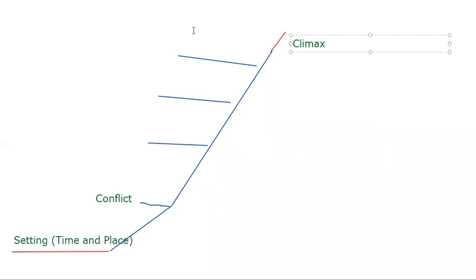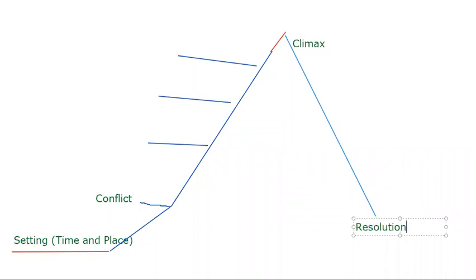Afterwards, what happens is a fallout from the conflict, and it goes down. This is called lowering action. Until finally the conflict is resolved in a certain way, where characters meet an end to their quarrels, and this is called a resolution. So again, we have all of these things.